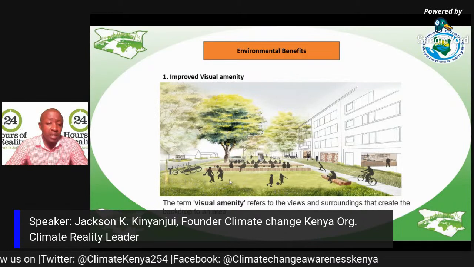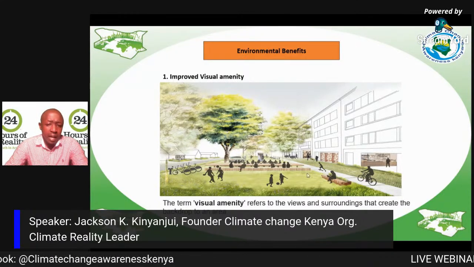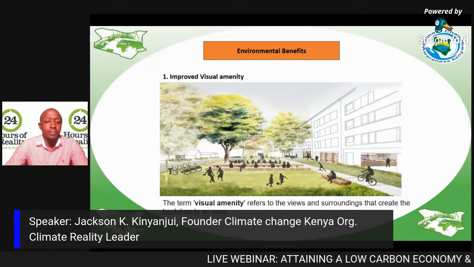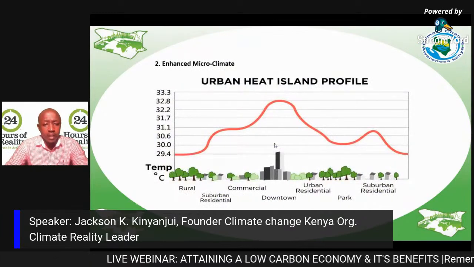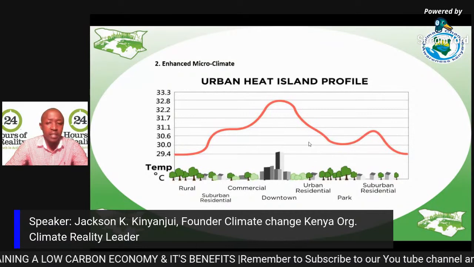You can see from the picture, some people are playing football, others are reading. So it creates that ambience, that good environment. So we should embrace the green economy. The other benefit of embracing a green economy is that it leads to an enhanced microclimate.